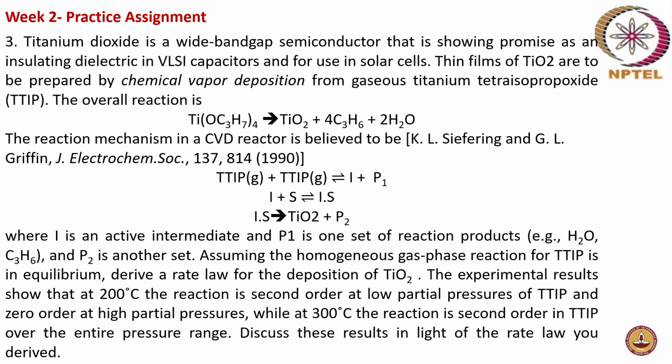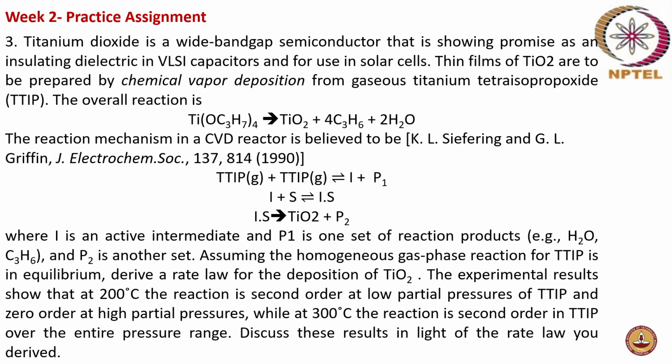The reaction mechanism is as follows. Two molecules of TTIP form an intermediate plus one set of reaction products, which can be water and C3H6. Then this intermediate gets adsorbed on the active site of the catalyst and forms I dot S. This I dot S intermediate, adsorbed on the active site, helps in the formation of titanium dioxide that gets deposited, plus another product, P2.